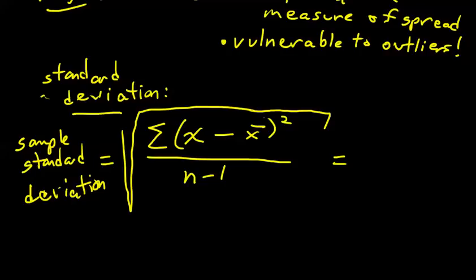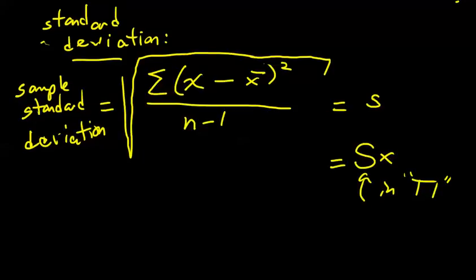Generally, in statistics literature, it is symbolized with a lowercase letter s. In Texas Instruments language, they call it cap Sx. And you can actually calculate this with your TI-83/84 calculator in statistics mode. All right, little s in the textbook and in the literature, cap Sx in TI language. Okay? All right, so there's our formula for standard deviation.